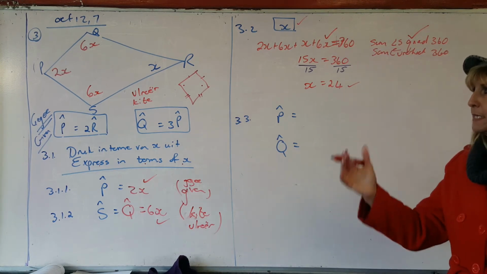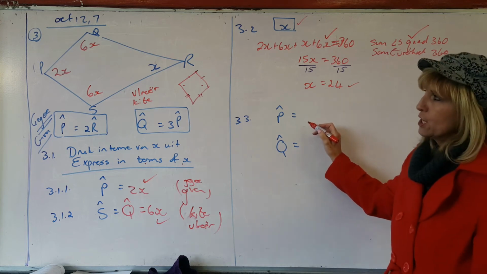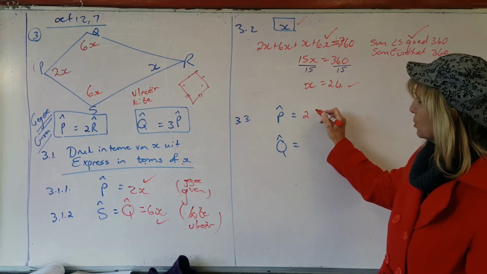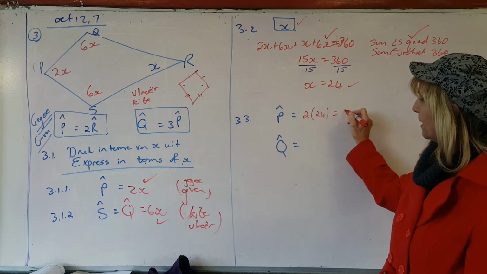Then they asked me, now please tell me what is p's value. So p was 2 times x, so it's 2 times 24, which is 48.